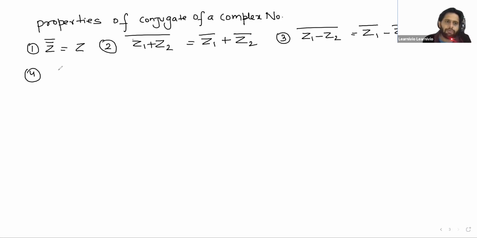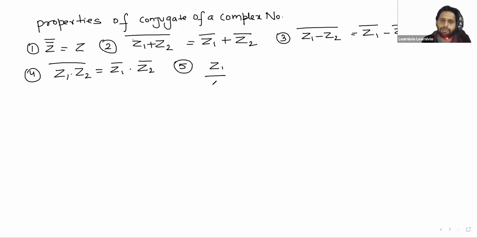Same property will be in multiplication. We have two complex numbers, we are multiplying them, then we are finding the conjugate. This will be equal to finding the conjugates and multiplying them. Similarly, same property for Z1 by Z2: if we find the conjugate, then this will be equal to Z1 conjugate by Z2 conjugate.